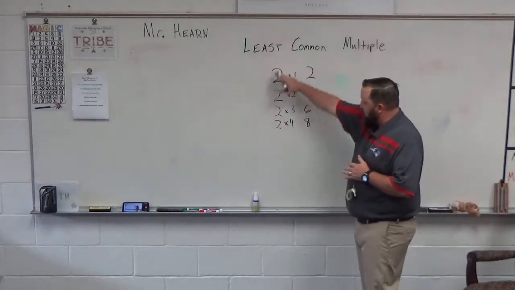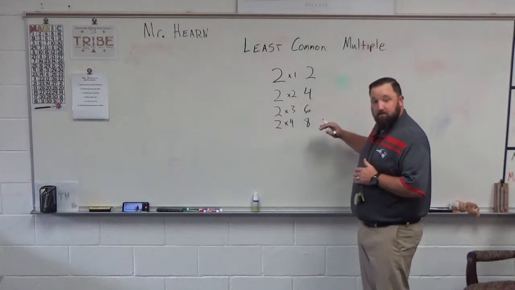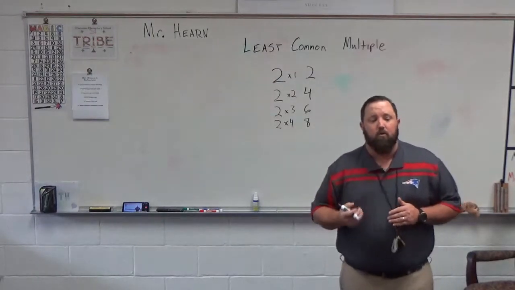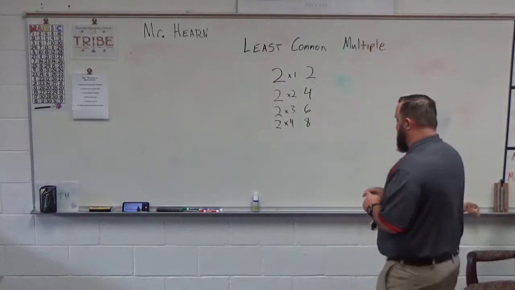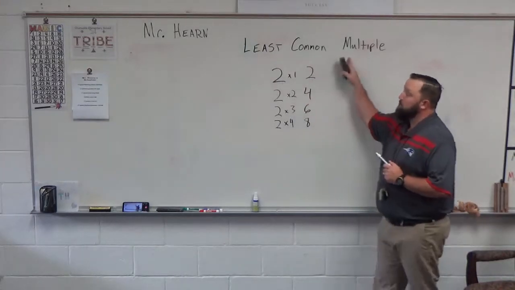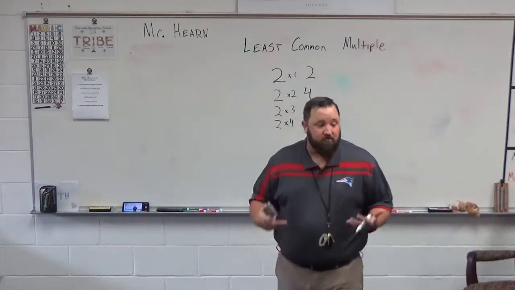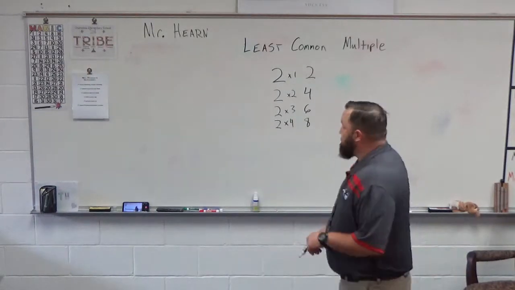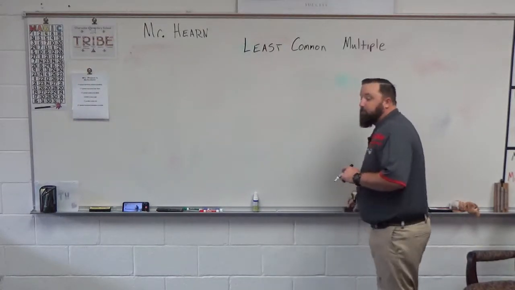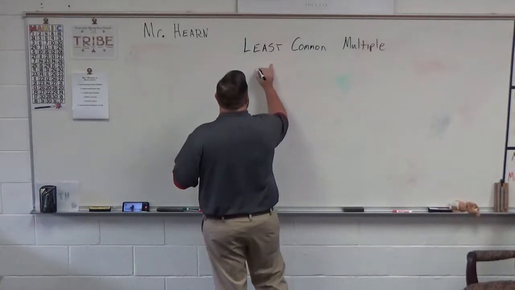I can do this with any number. If I switch 2 to 3, then I would have 3, 6, 9, and 12. Those are what we're talking about when we talk about multiples. Now, to find the least common multiple, if it's common, we have to have 2 numbers to find the multiples of. So let's use a different pair. My favorite for this is probably 3 and 4.